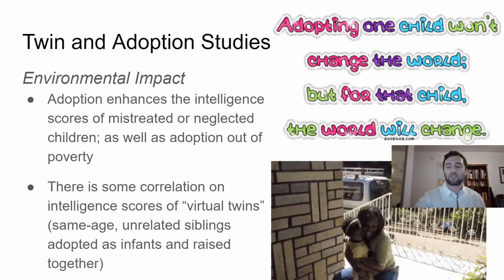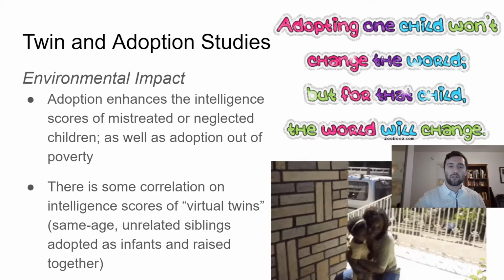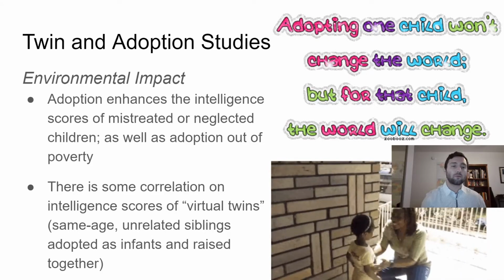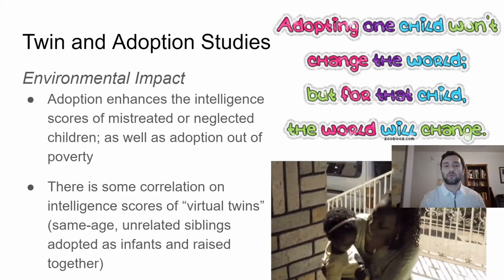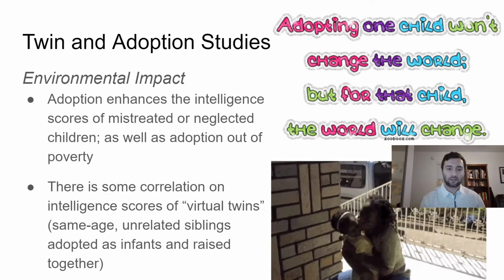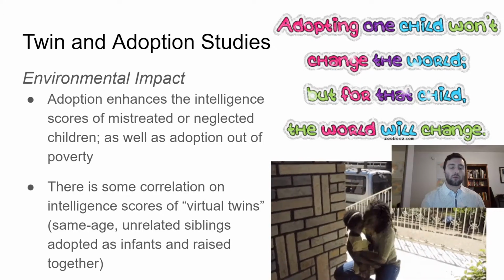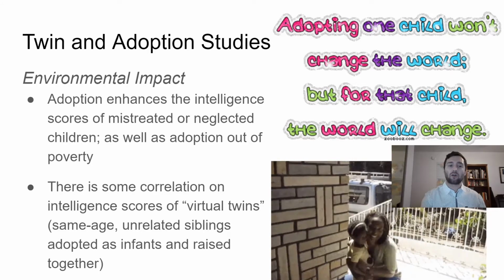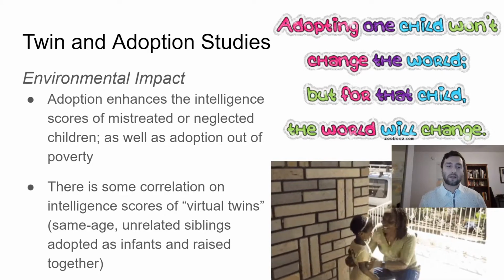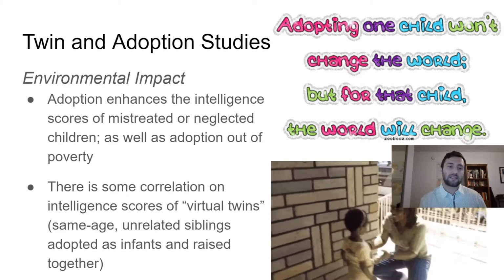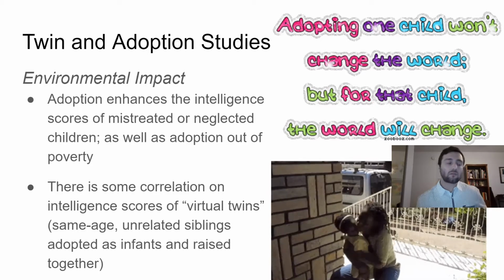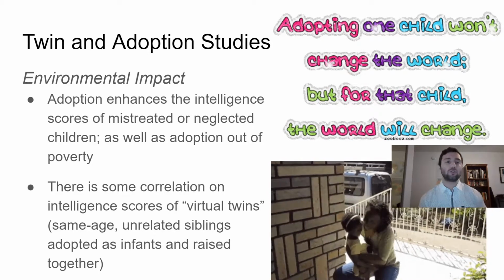So when we adopt children out of bad situations, their IQ scores will actually increase. There's also some correlation on intelligence scores between what are called virtual twins. Virtual twins are two children that are the same age but are unrelated siblings. Now, the other important piece is that they are adopted as infants and raised together.